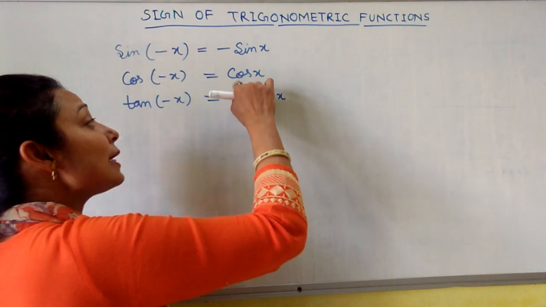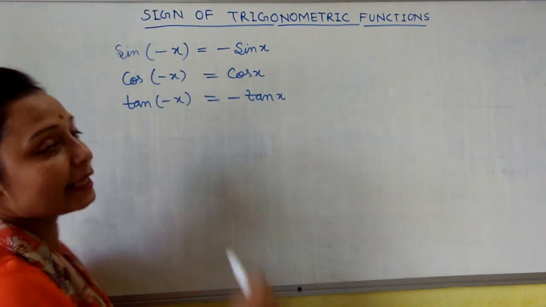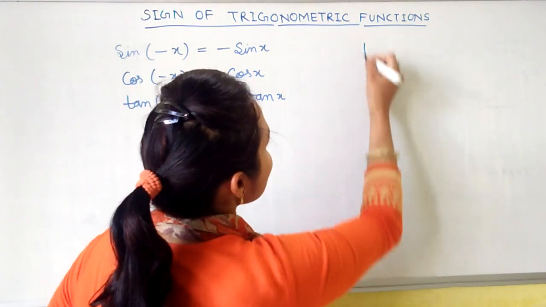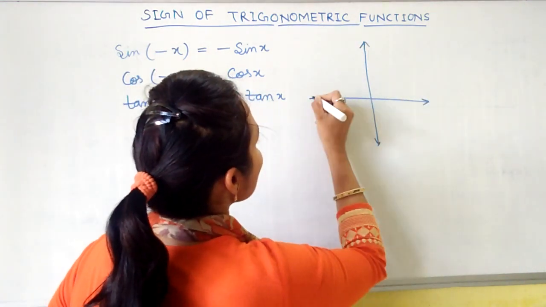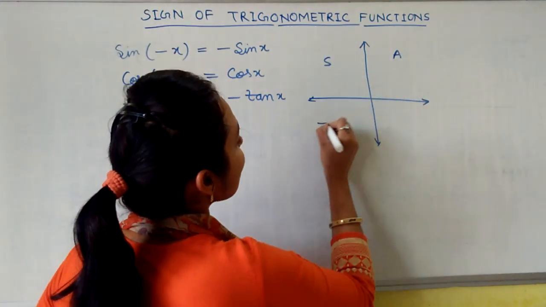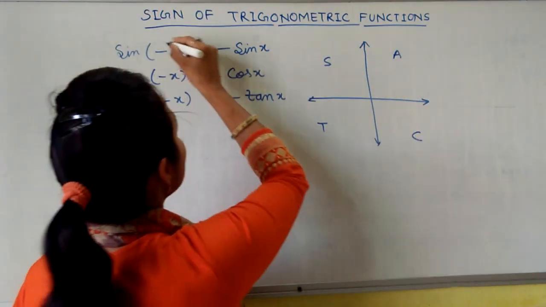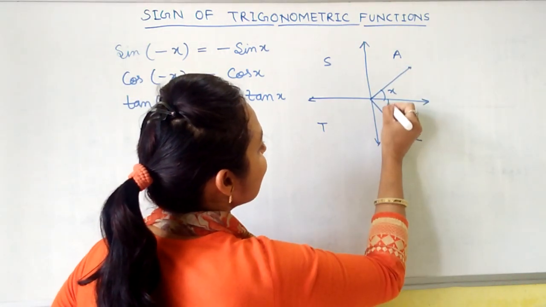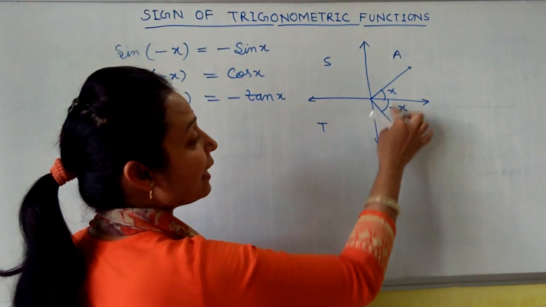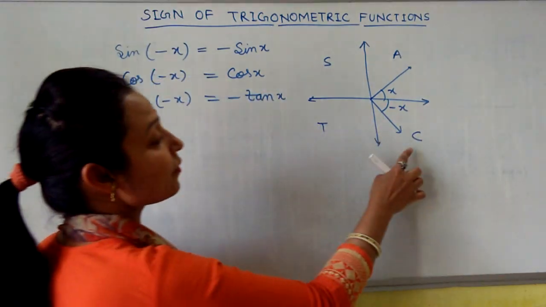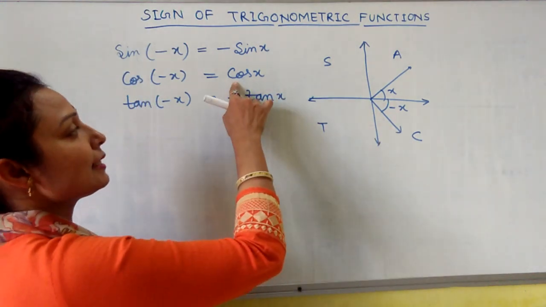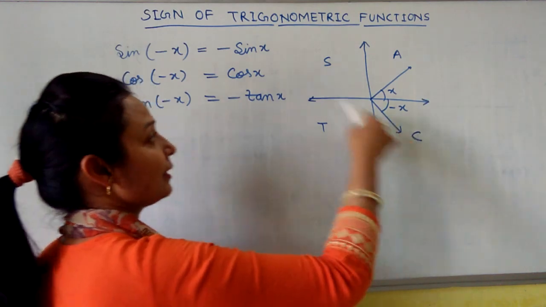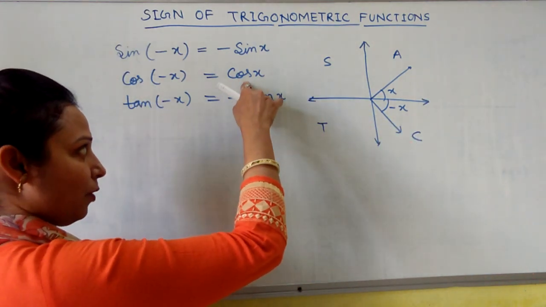Now, why is cos x positive by taking negative x, and why are these two negative? We have a quadrant like this. After school to college: this is the sign of the positive x and this is the sign of the negative x. This negative x lies in its own quadrant for cos. That's why it is positive, because it lies in its own quadrant.